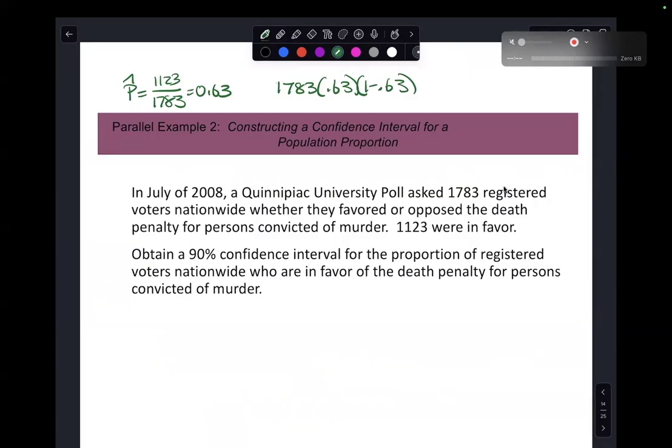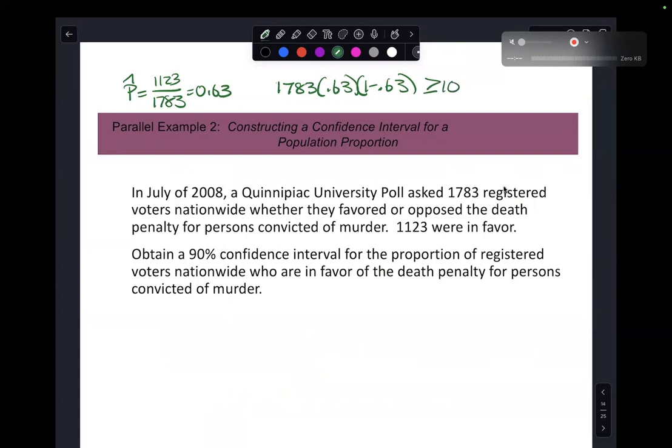Let me see here. So 1783 times 0.63 times 1 minus 0.63. Oh man, that number is a lot larger than, oh, that's because I forgot a decimal. Man, that's crazy. That's so big. Yeah, decimals are your friend. There you go. It's still bigger. This is 415, so that is greater than or equal to 10.